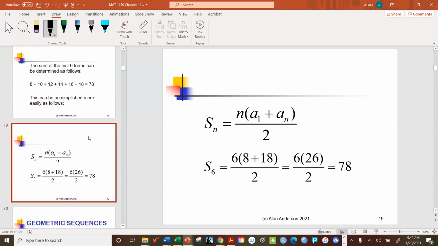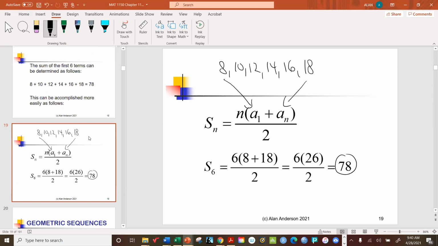All right, let's plug them in. So we have 6, we have 8. All right, these are the first 6 terms. So therefore, this is A1, this is A6, and we end up with, of course, 78.